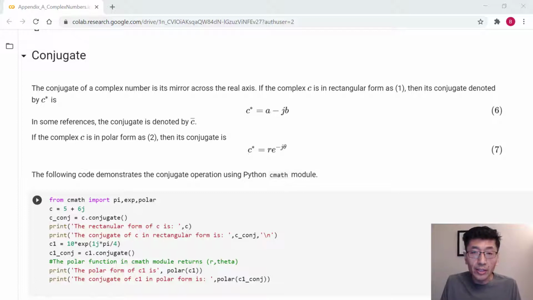So the conjugate is basically you have a complex number and you flip it across the real axis. Right? It's a mirror across the real axis. If it's in the first quadrant, then its mirror is going to be in the fourth quadrant. If it's in the third quadrant, its mirror is going to be in the second quadrant, and so on and so forth.